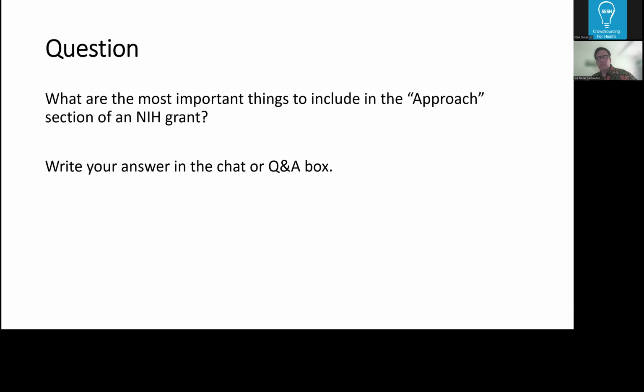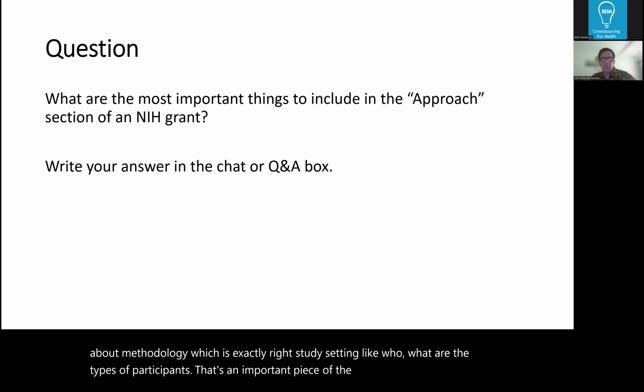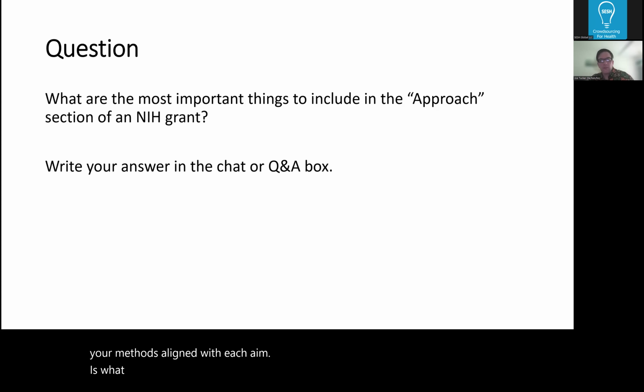Okay, thank you to everyone who responded. You can see many of you wrote about methodology, which is exactly right. Study setting, like what are the types of participants? That's an important piece of the approach section. The participant recruitment strategy, the data analysis plan, a clear description of your methods aligned with each aim is what Dr. Hartman says, and I completely agree. It's basically, if I were going to give you the money tomorrow, what would you do with it?